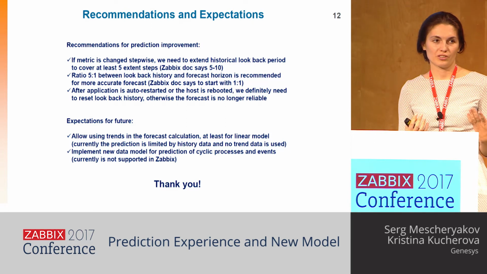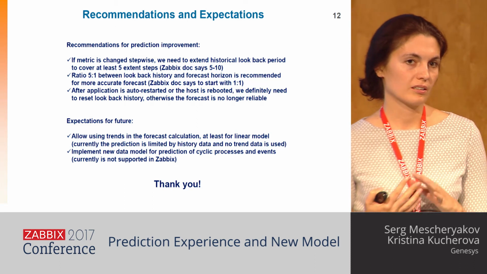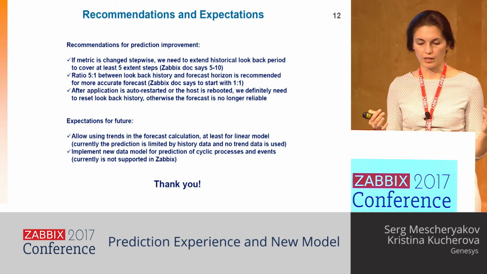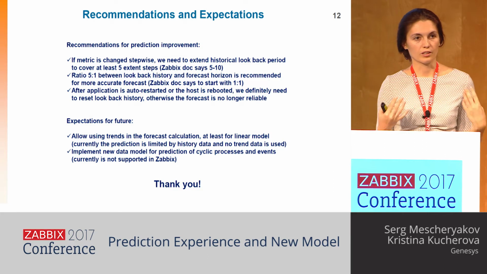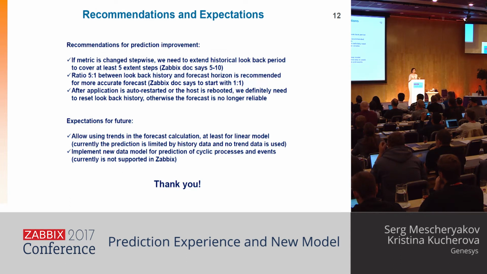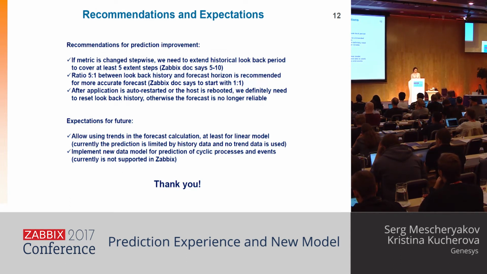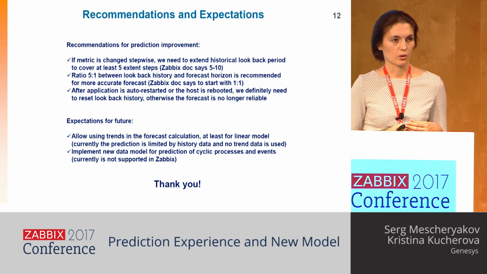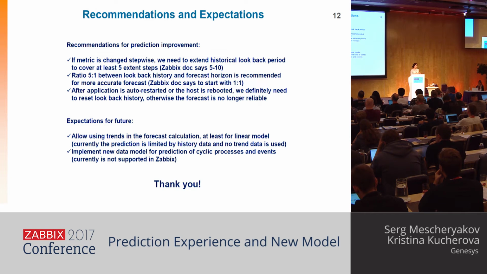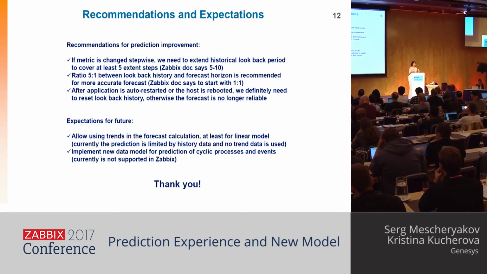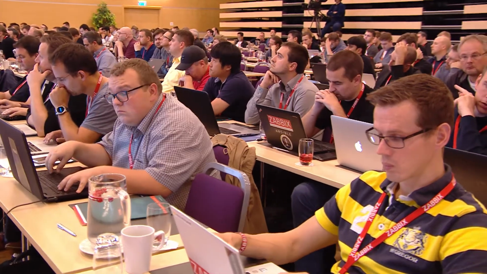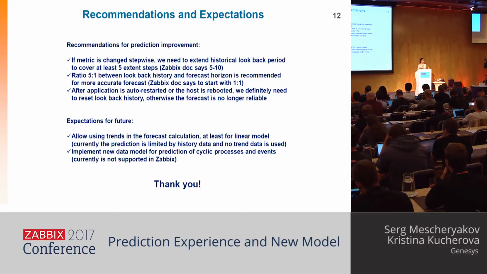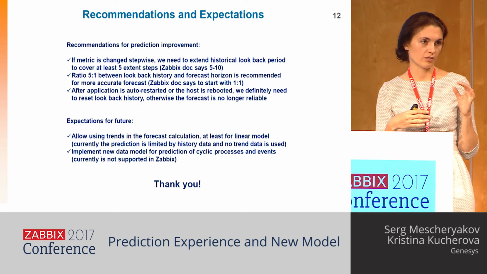Our recommendations when you are dealing with forecasting: if you have some rapid jumps or rapid drops, extend your historical lookback period to have at least 5 up to 10 steps. It matches the Zabbix documentation. If you are starting to use prediction, our recommendation is to set a ratio of 5:1, because it will help you get a more accurate prediction from the very beginning. And when you have, for example, monitoring of a Java application and you have a service restart, you can wait, of course, until your prediction becomes stable, or you can just reset the history.